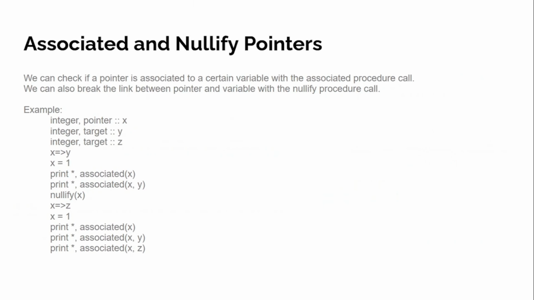Associated and nullify pointers. We can check if a pointer is associated to a certain variable with the associated procedure call. We can also break the link between pointer and variable with the nullify procedure call.